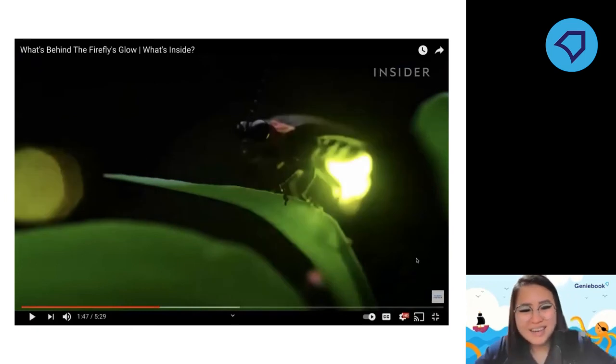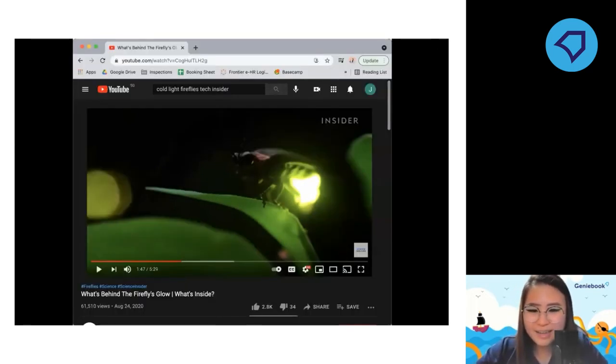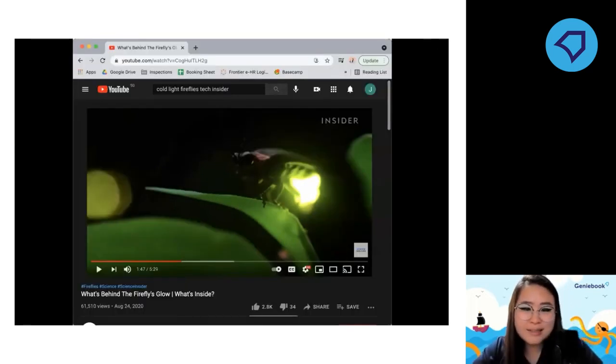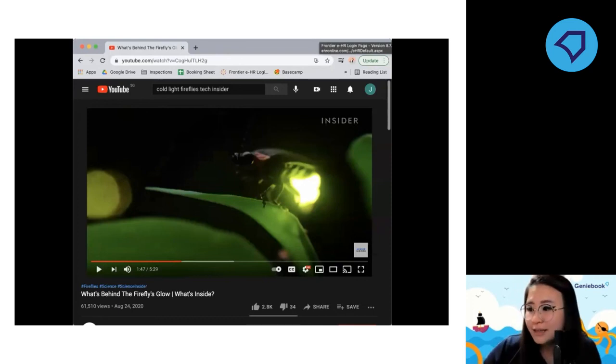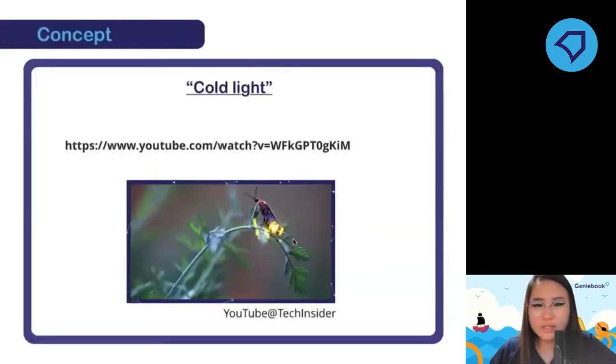Very cool, right? Okay, so we're going to only watch the first part of that video. Basically there is a chemical compound in the abdomen of the firefly that causes it to light up. Now, do you think that this is producing heat? Do you think that this is producing heat? No, this is actually not producing heat. This is only producing light.